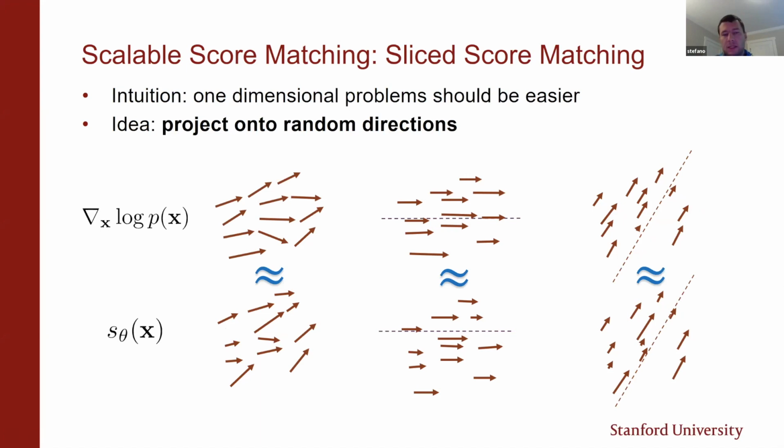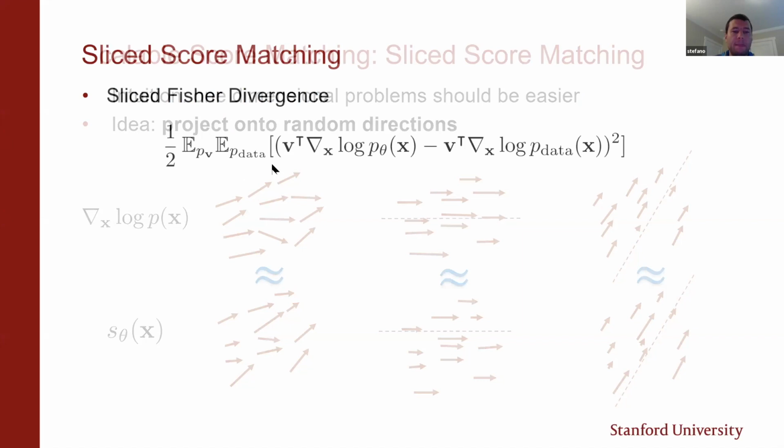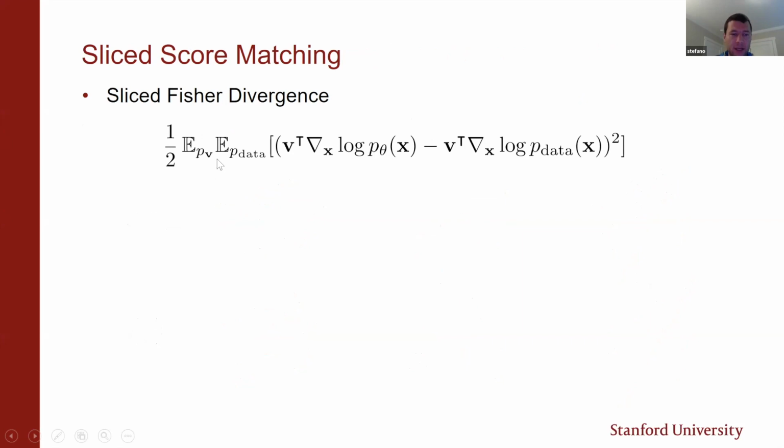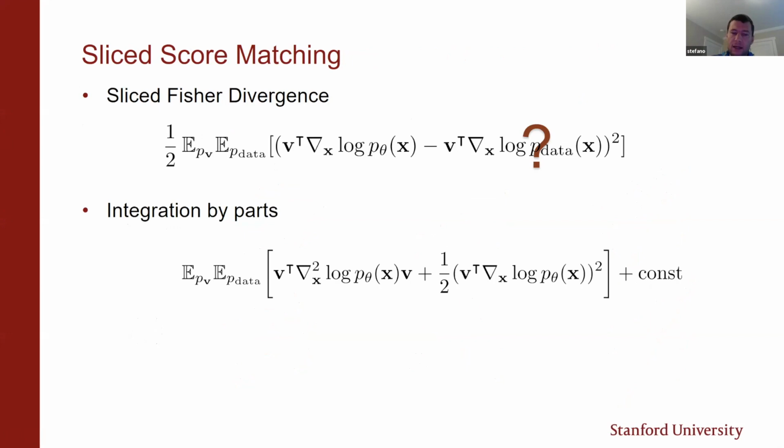It's basically the same objective that we had before, except that we're now comparing real numbers. For every point, we pick a random direction V based on some distribution. We project the true gradient and the estimated one along that direction V, and then we look at the squared difference between the two. And just like before, it looks like this expression depends on P data, which we don't know, but if you do integration by parts, it can be reduced back into something that only depends on our model. And this is something we called sliced score matching.